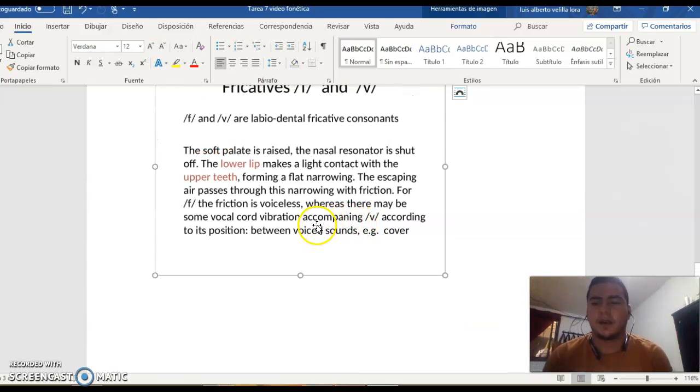Okay, I finished my explanation about the phonic IPA symbols.